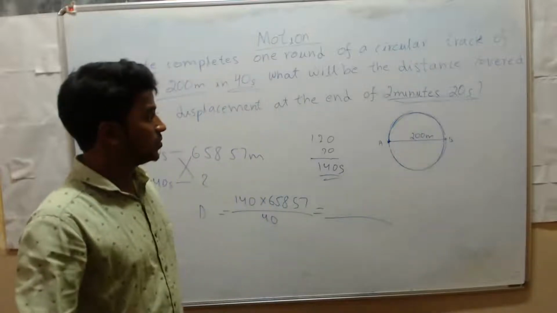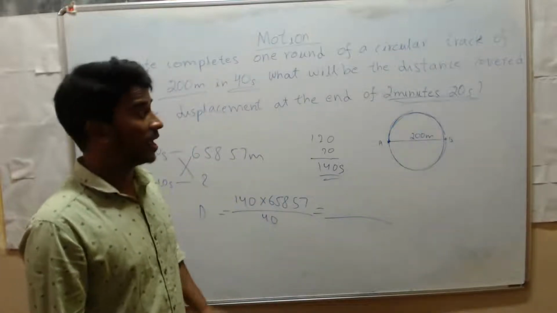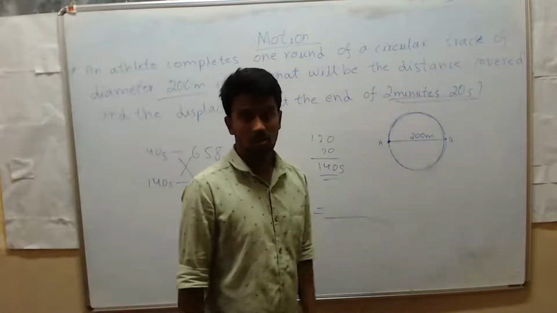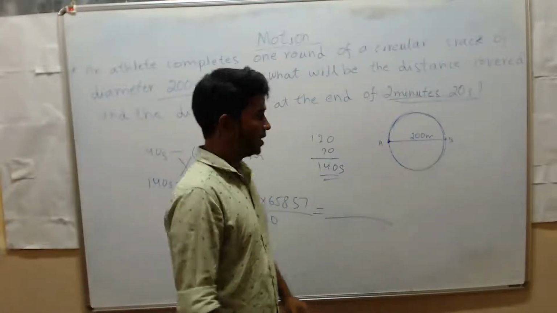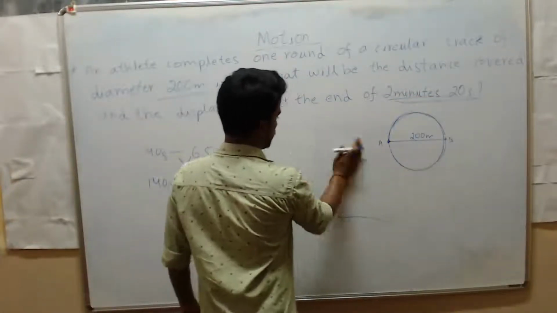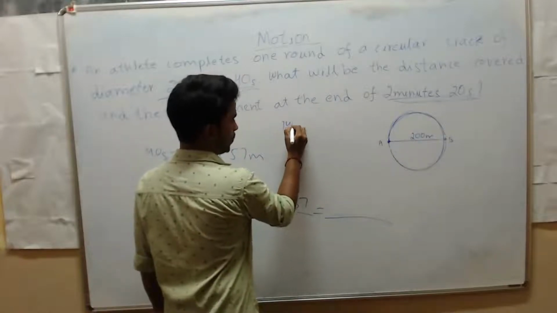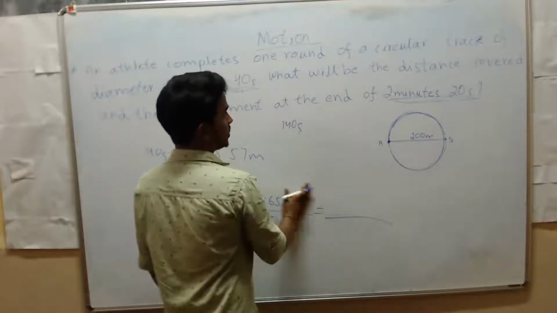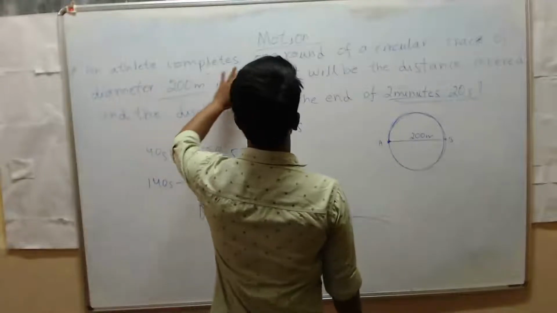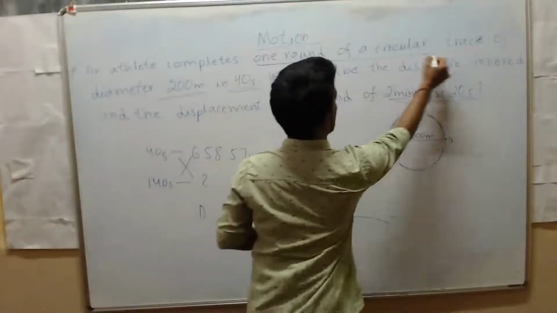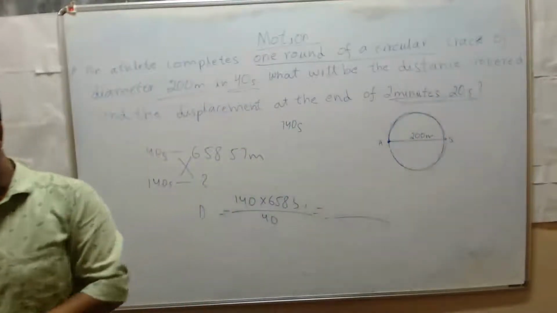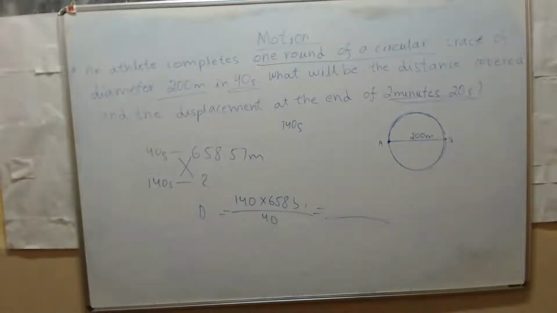Where is his final position at the end of 2 minutes 20 seconds? See, total 140 seconds. Total he will travel 140 seconds. You know they have given, right, an athlete completes one round of a circular track in 40 seconds.